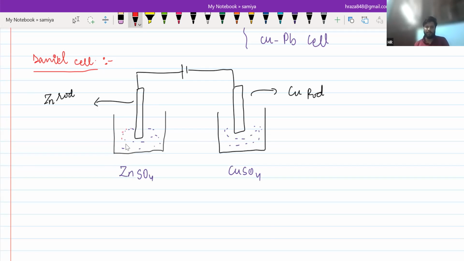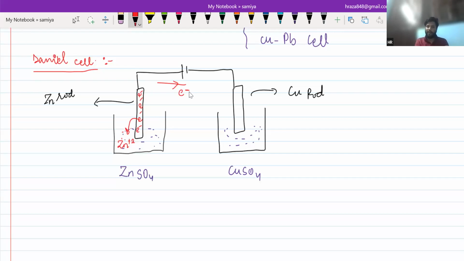Now what happens here is that this rod, which is made up of zinc, will oxidize. That means Zn becomes Zn plus 2: the zinc rod breaks down and converts into Zn plus 2, releasing some electrons. The electron density on the left hand side is now more because of oxidation of the zinc rod, so electrons will start traveling from left to right.